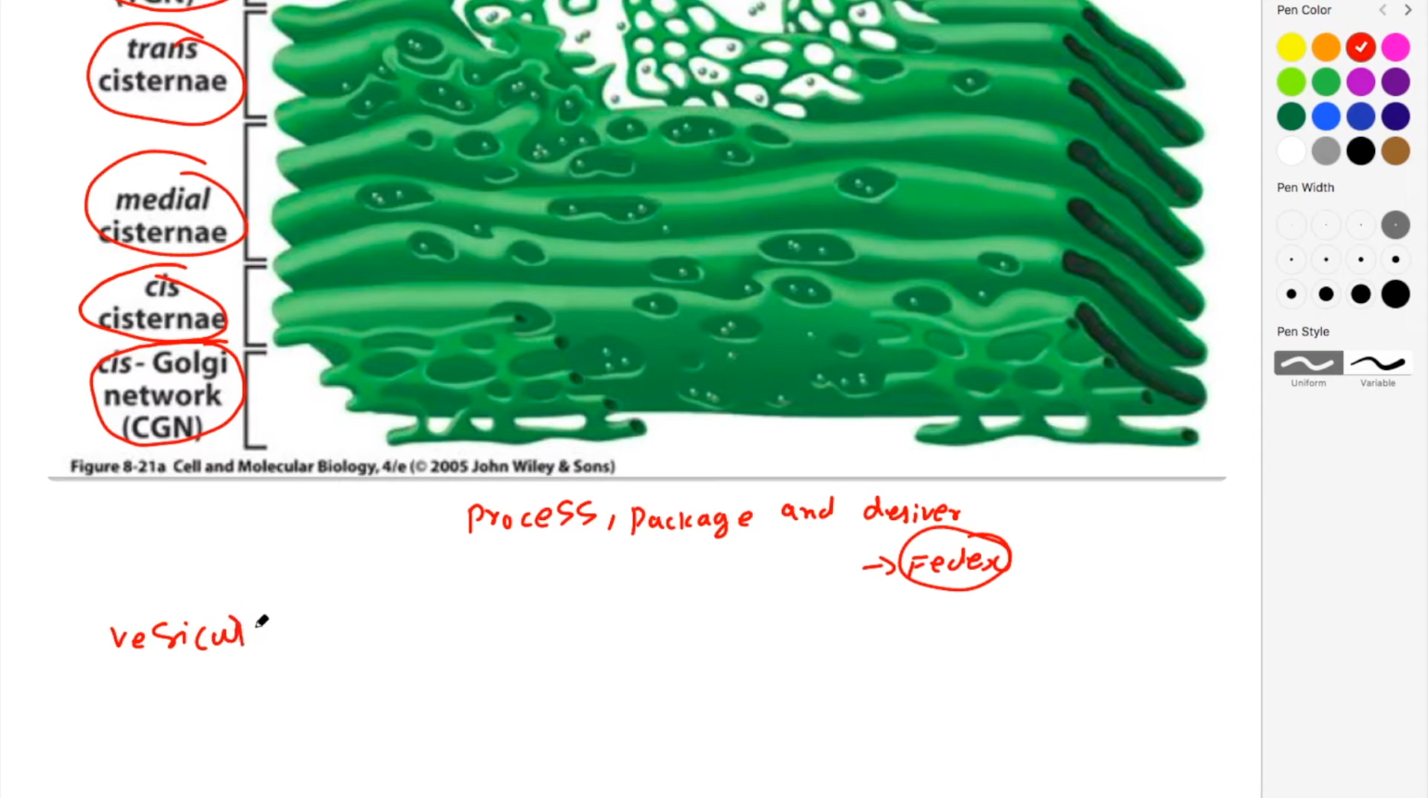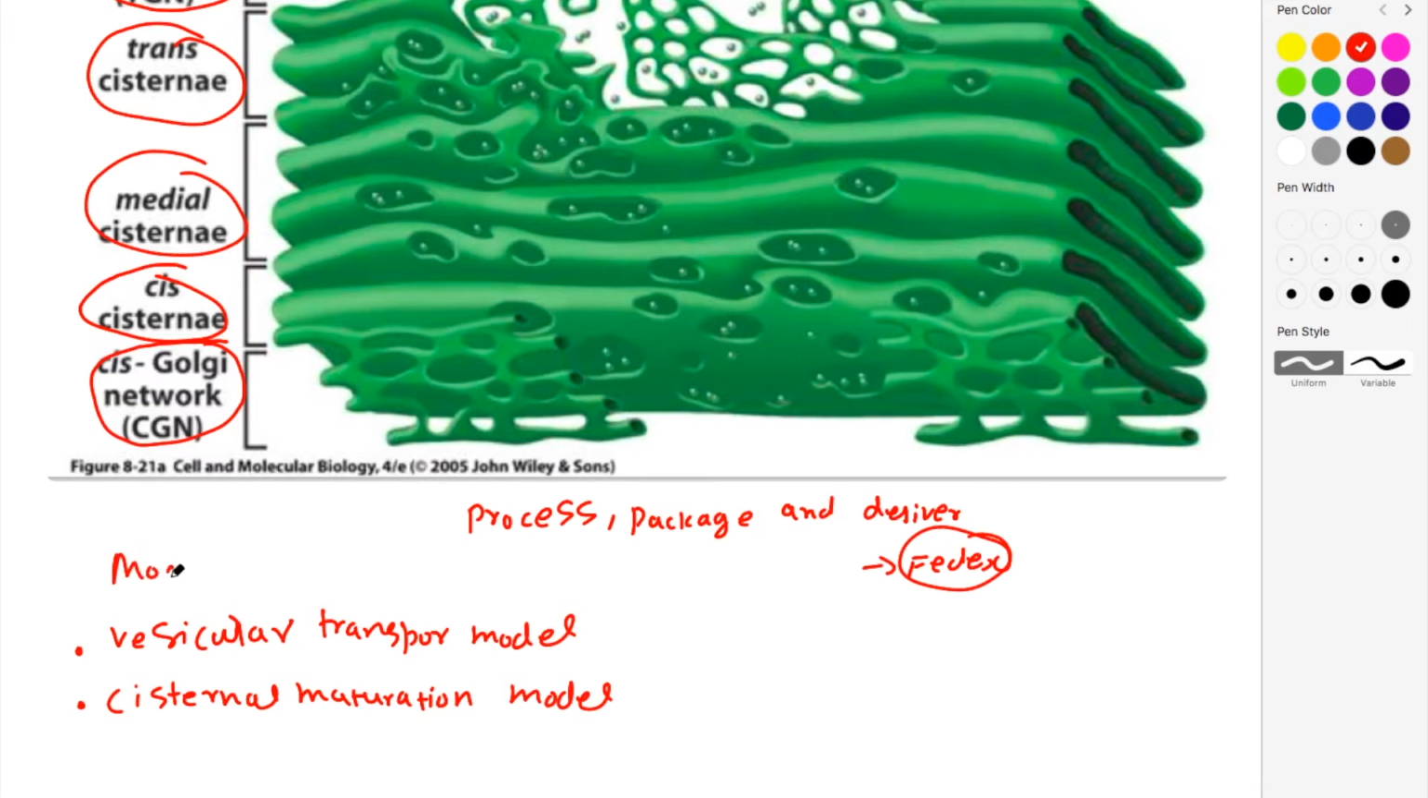the vesicular transport model, and another one is called the cisternal maturation model. Okay, and these are the things you will focus on in cell biology, but I'll just mention what they actually mean. These are the two models that explain the structure of the Golgi complex.